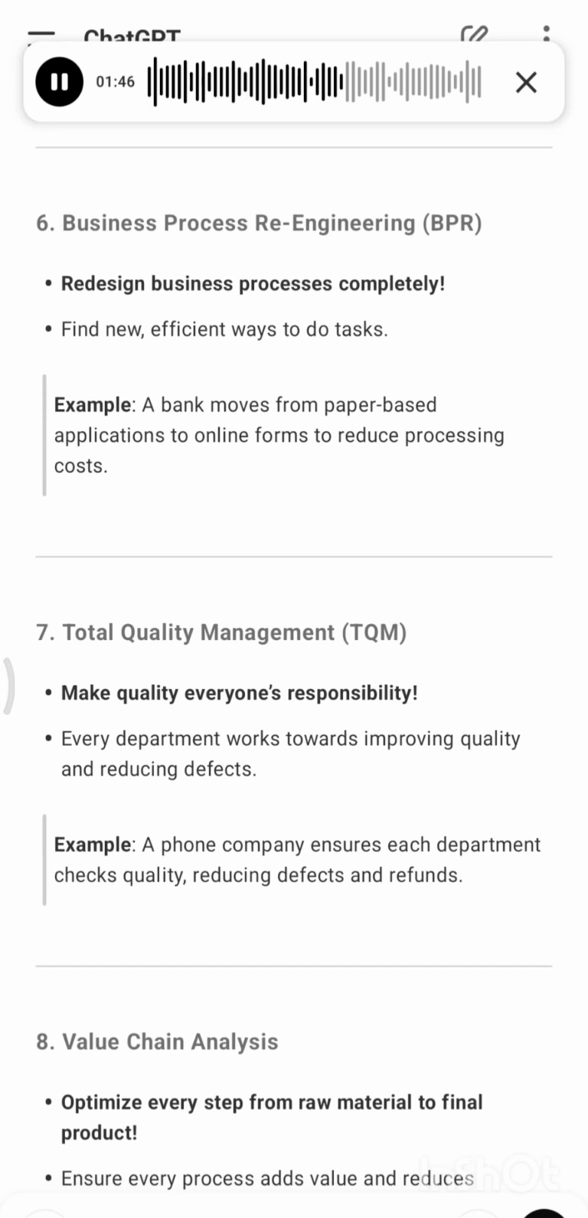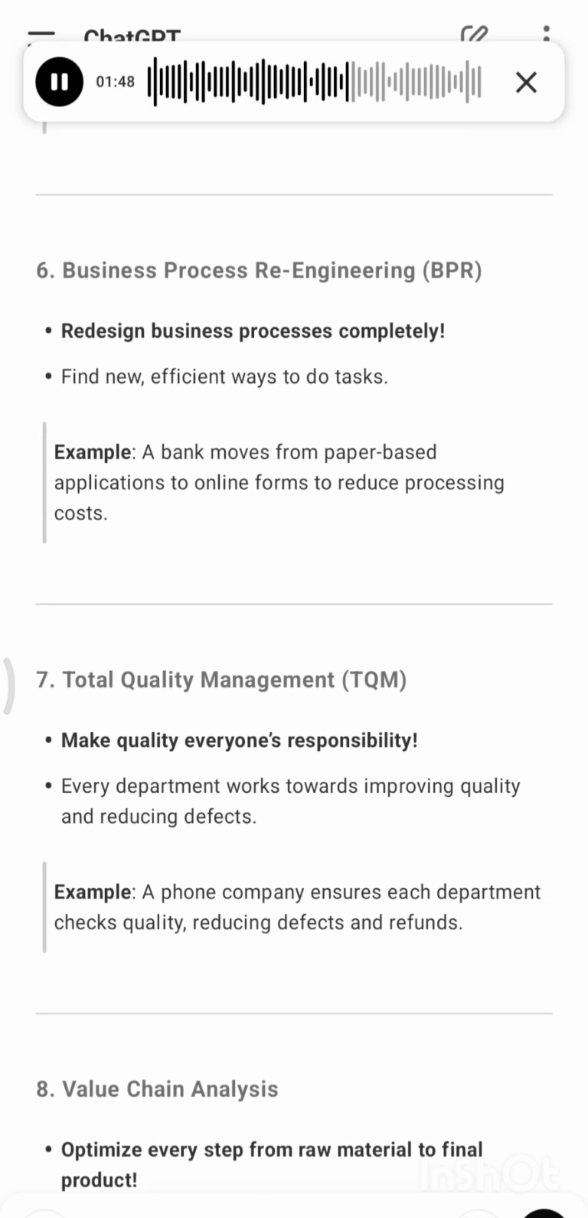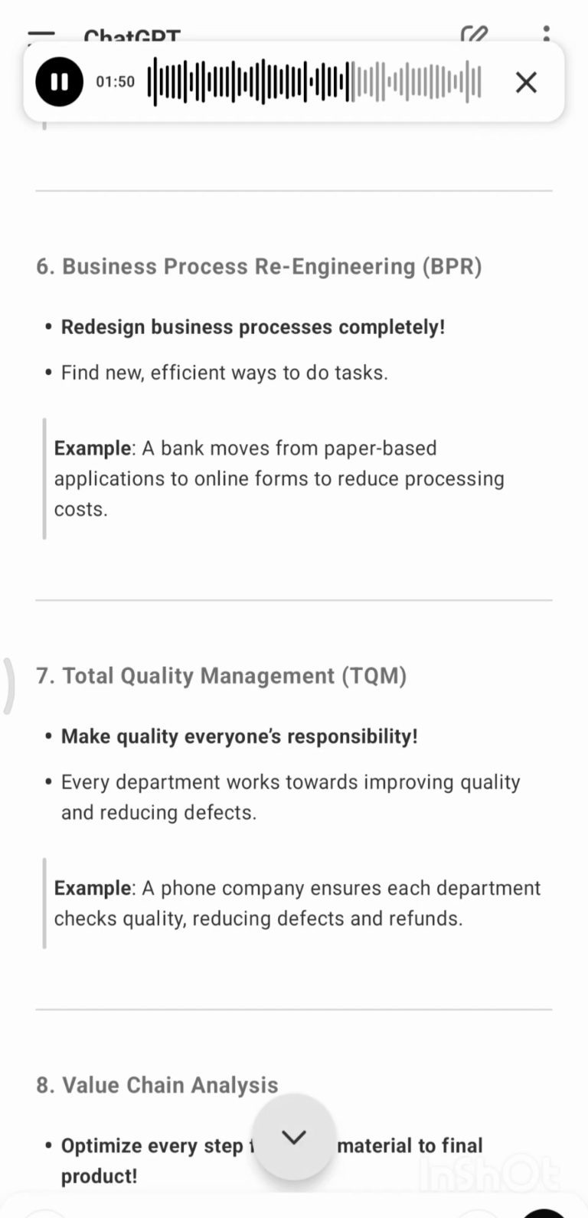7. Total quality management. Make quality everyone's responsibility. Every department works towards improving quality and reducing defects. Example: a phone company ensures each department checks quality, reducing defects and refunds.